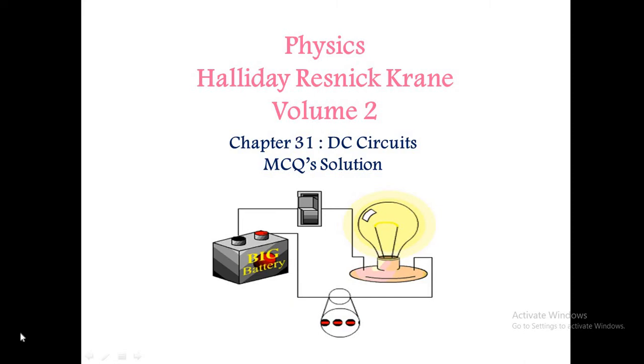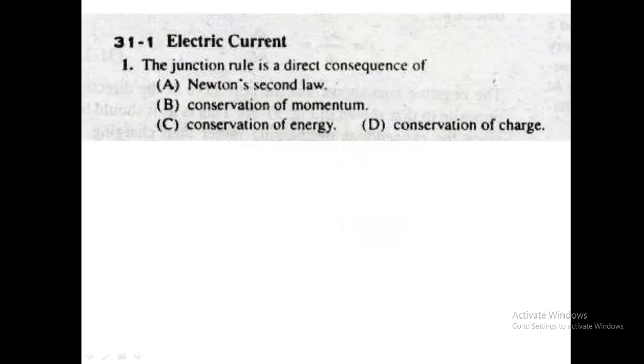In this lecture, I will discuss the MCQ solution of chapter 31, that is DC circuit, from question 1 to question number 7. So, let's begin. Question number 1.